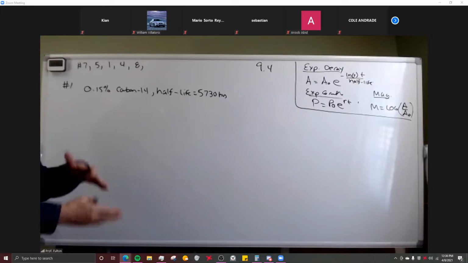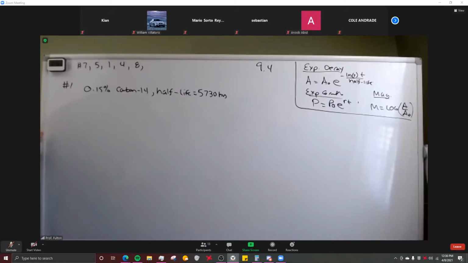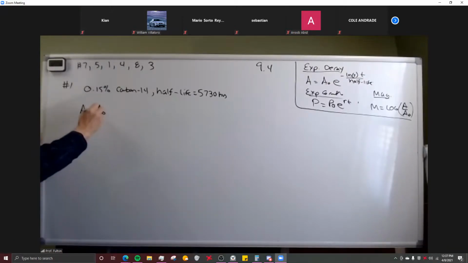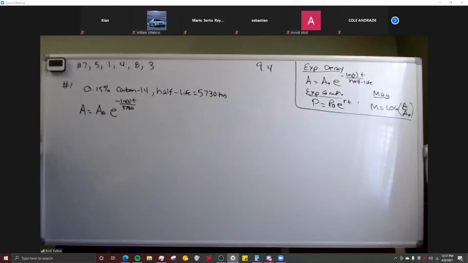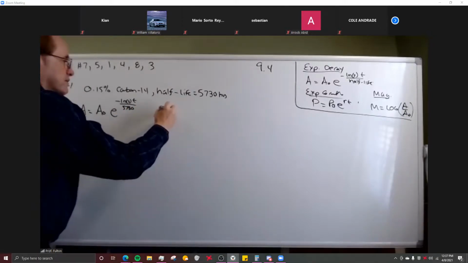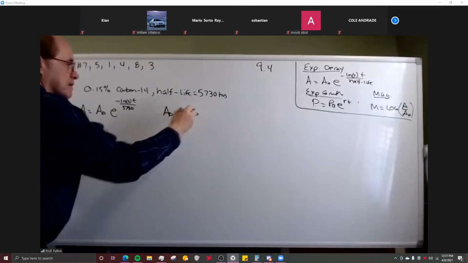Down half of a half, and that's how things decrease exponentially. So let's set up our model. A is some A0 e to the minus natural log of 2 times t over the half-life, which for this is 5,730 years. I'm starting with some initial A0. A0 is the initial amount, and let's say that is equal to 100% of something. It's 100%.